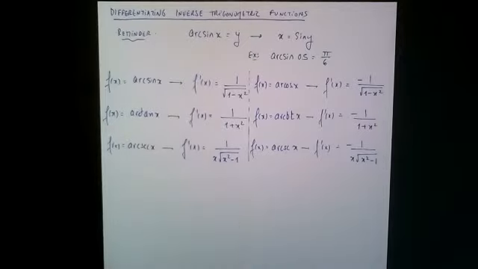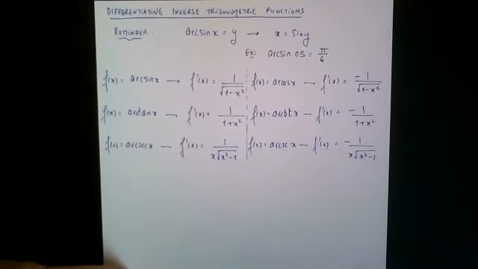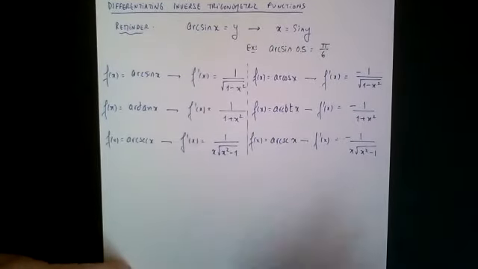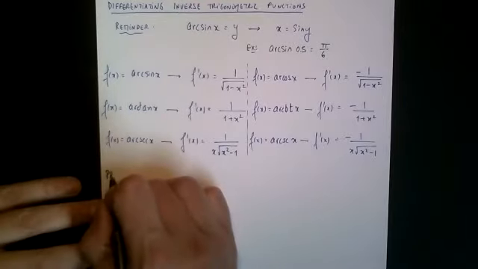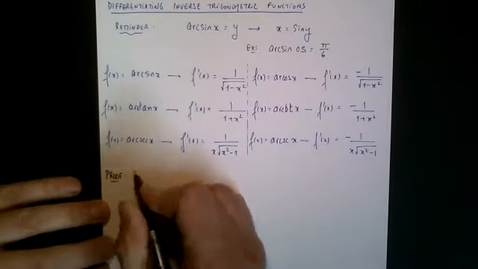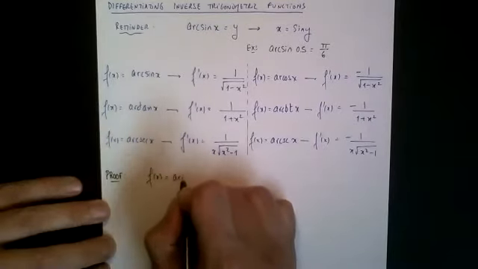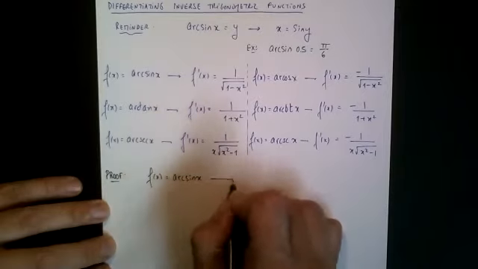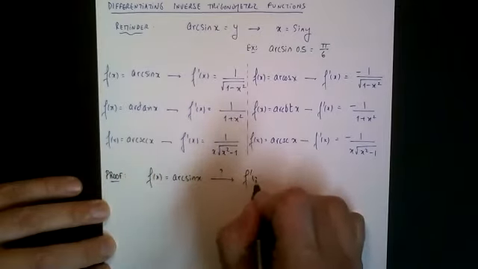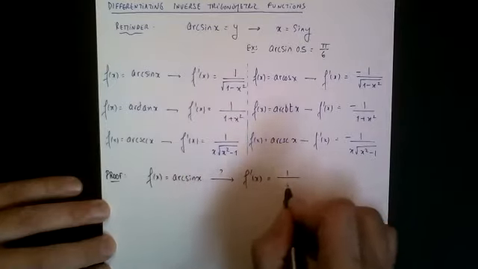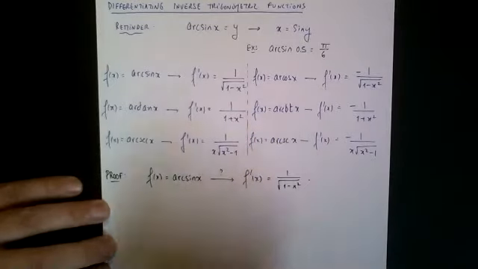So this you have to know by heart. It's very, very important, very useful, especially for Cal 2. You will see when you do some substitutions. So let's start to prove. First proof. There are 6 proofs here. So first of all, if f of x is equal to the arc sine of x, let's prove that f prime of x is equal to 1 over the square root of 1 minus x squared.